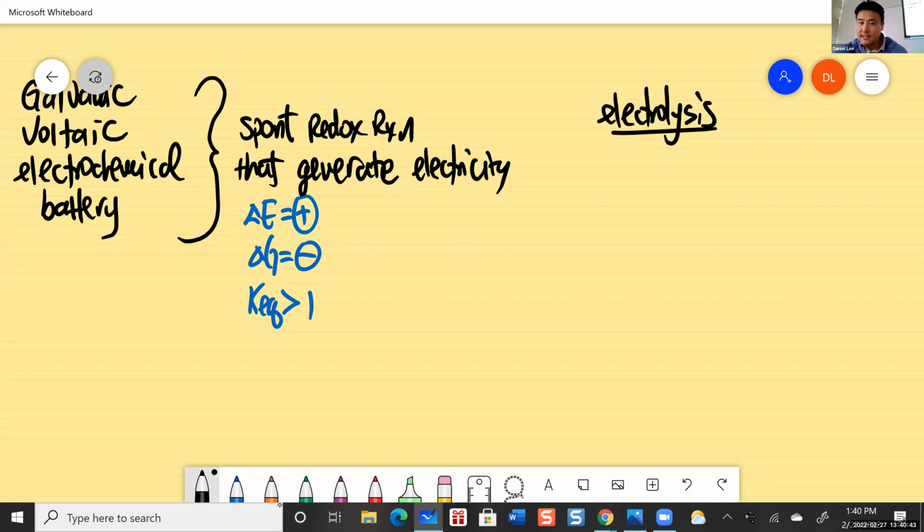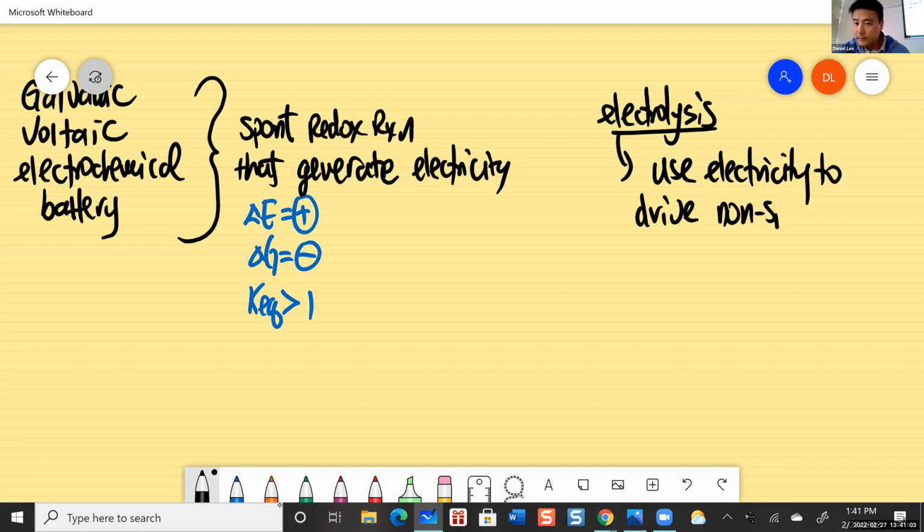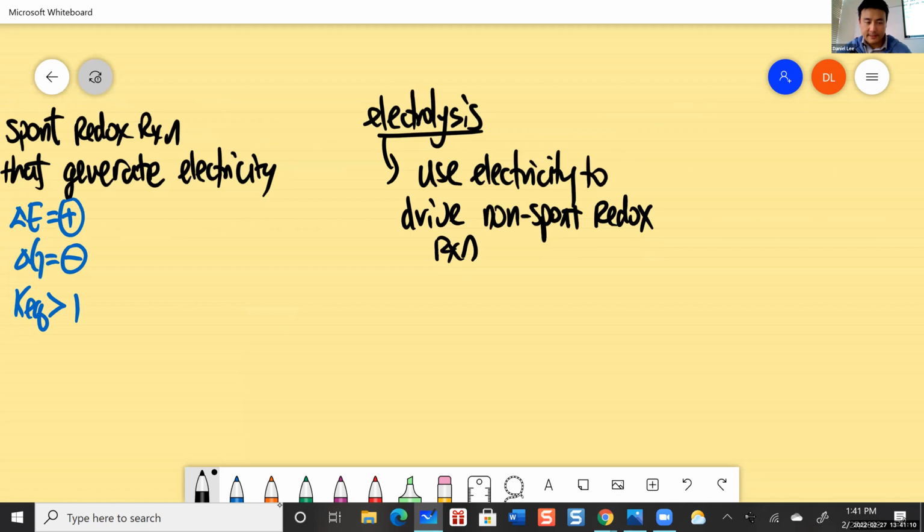So electrolysis is the exact opposite. These are non-spontaneous. The reaction does not like to occur, it favors the reactant. So you actually have to force them. You have to use electricity to drive non-spontaneous reduction oxidation reactions, right? So these are called electrolysis. Like the electrolysis of water is not spontaneous. Water does not break down into oxygen and hydrogen.